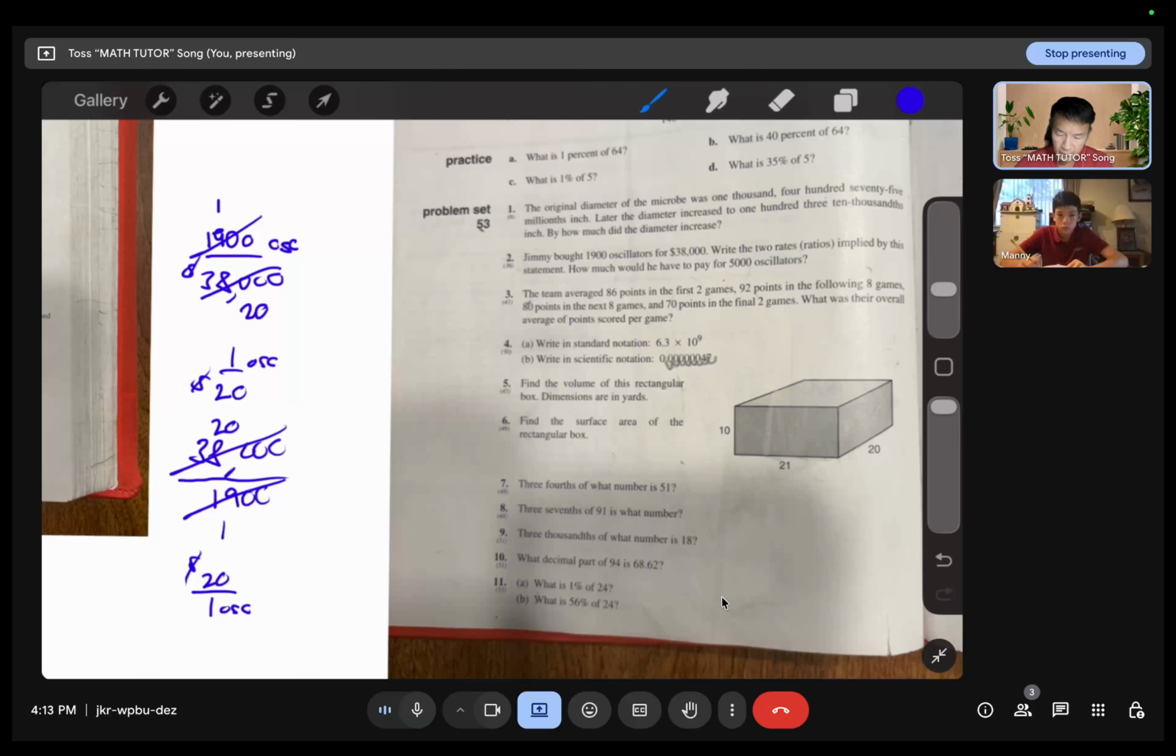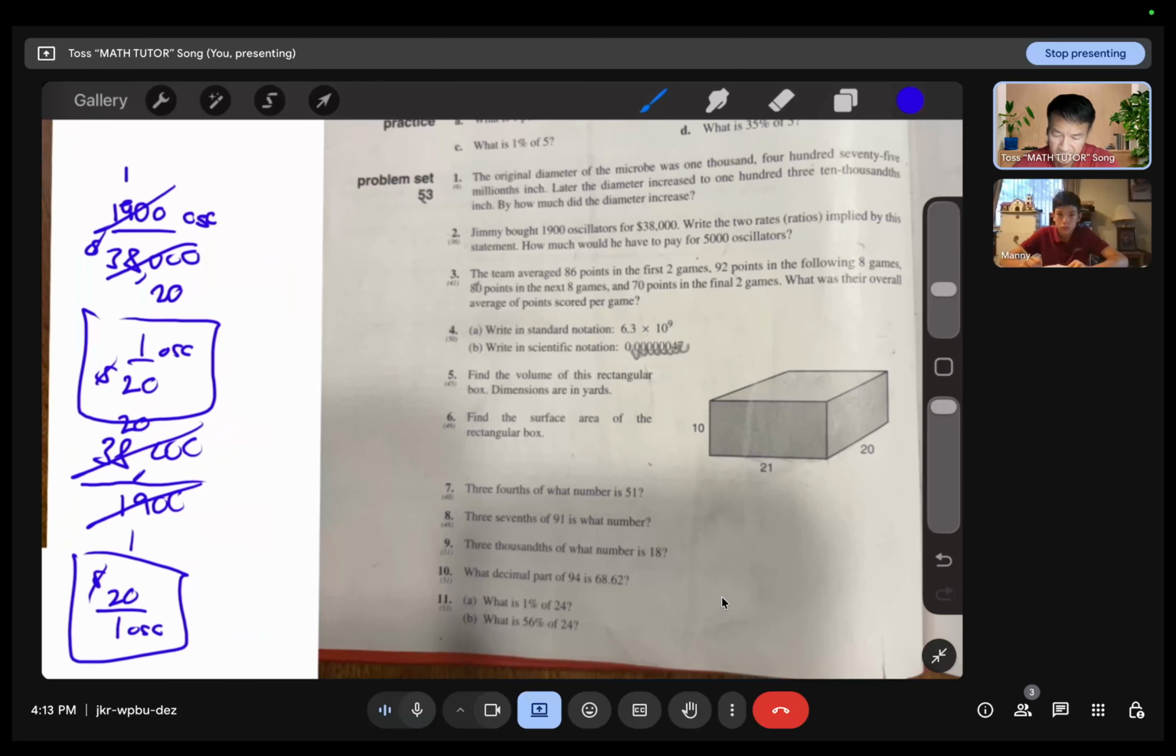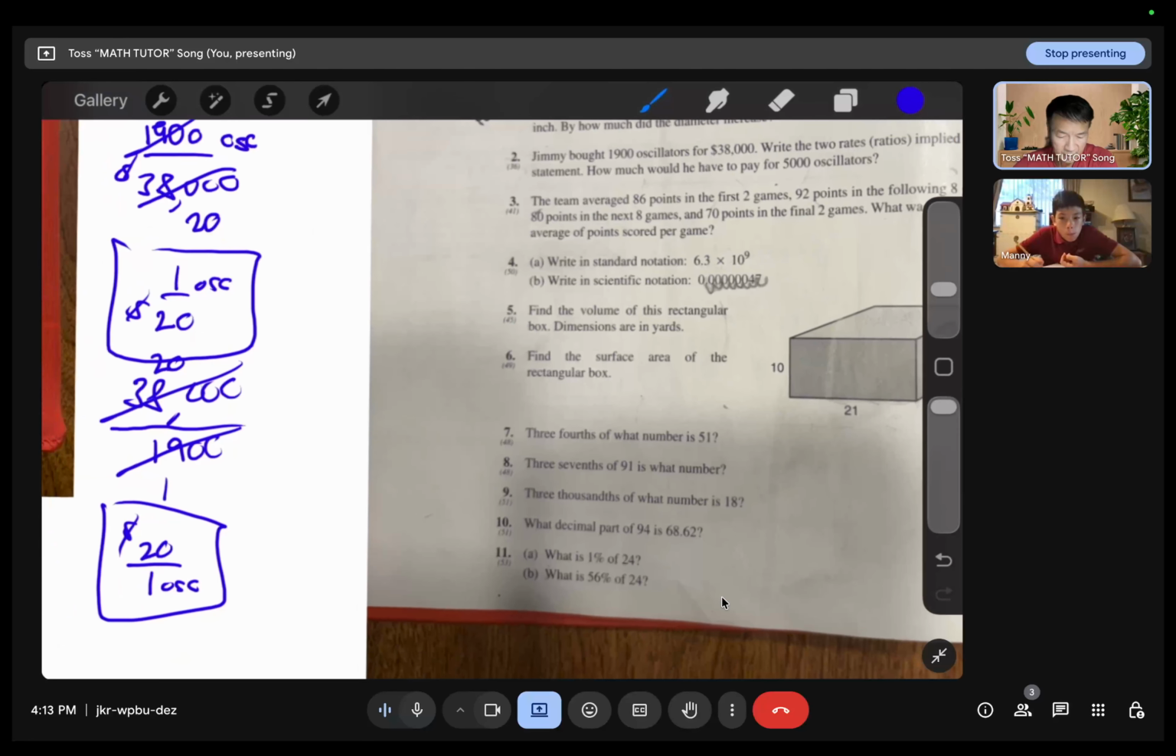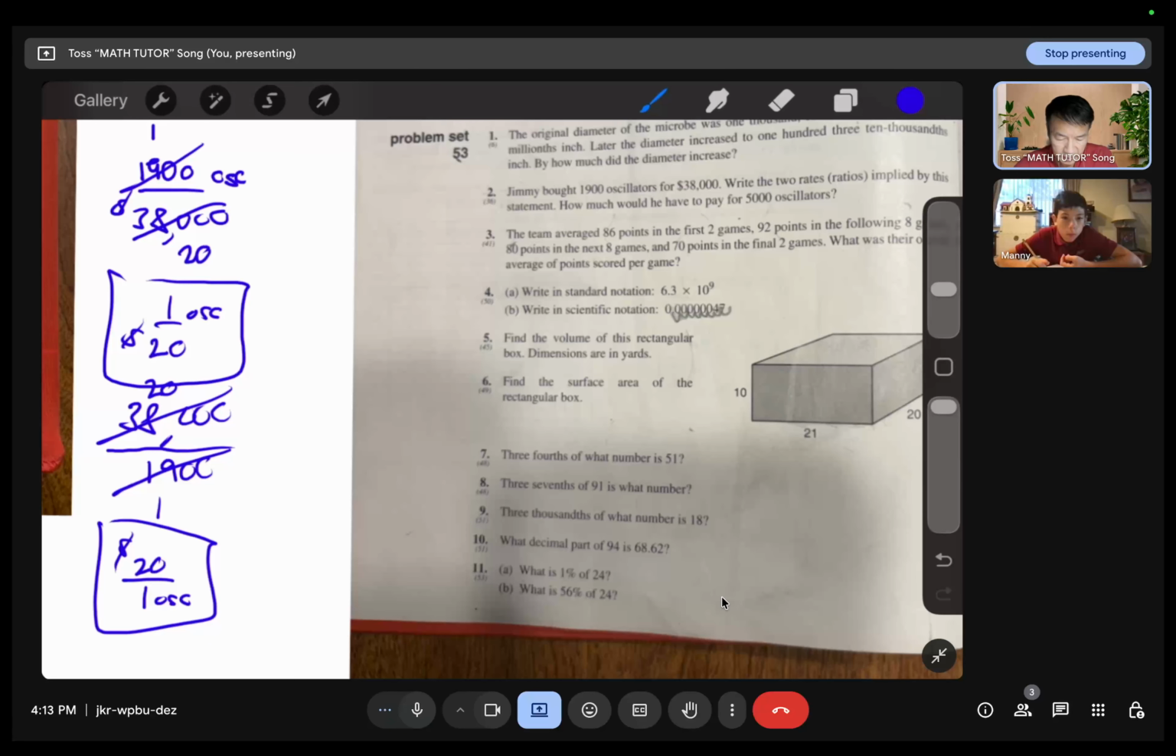Okay, now which one? So here's one, and here's the other one. Now it turned into like the unit rate, but it doesn't have to be one, but it's nicely reduced to 1 over 20 and 20 over 1. Okay, which one would you use to solve for how much 5,000 oscillators is going to cost? $20 over one oscillator. Good. How do you know that? That's correct. Good job.